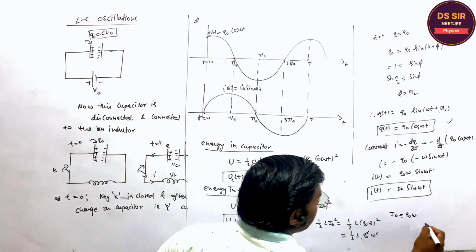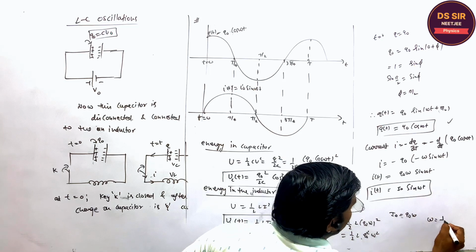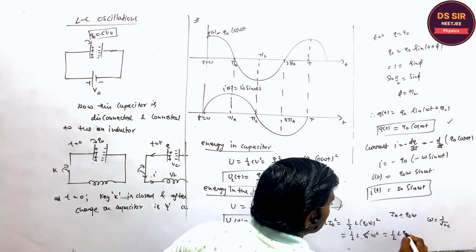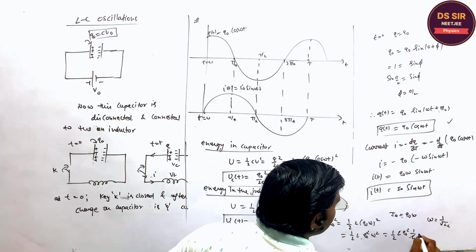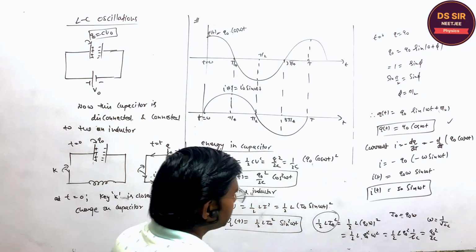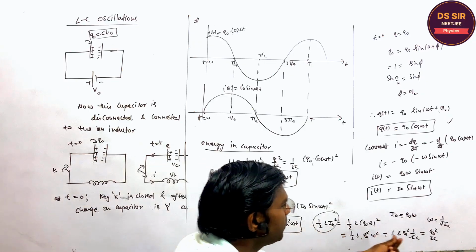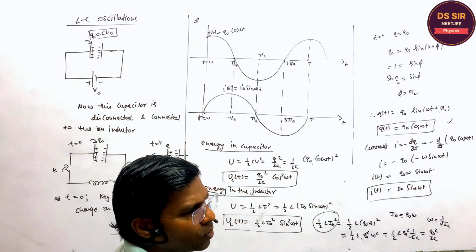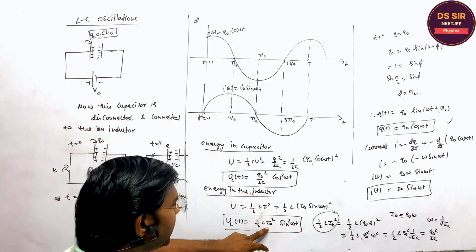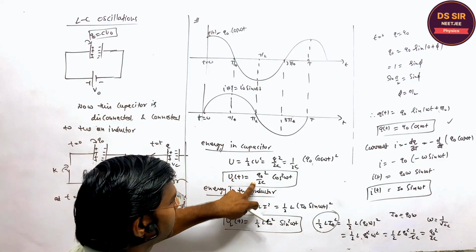And what is the omega? The omega here, I told you, is 1 upon root LC. So its square gives half L Q naught square times 1 upon LC. L and L will cancel out. So Q naught square upon 2C. This is the maximum energy in the inductor, which is nothing but Q naught square upon 2C. Do you understand this? The maximum energy of the inductor is equal to the maximum energy of the capacitor.